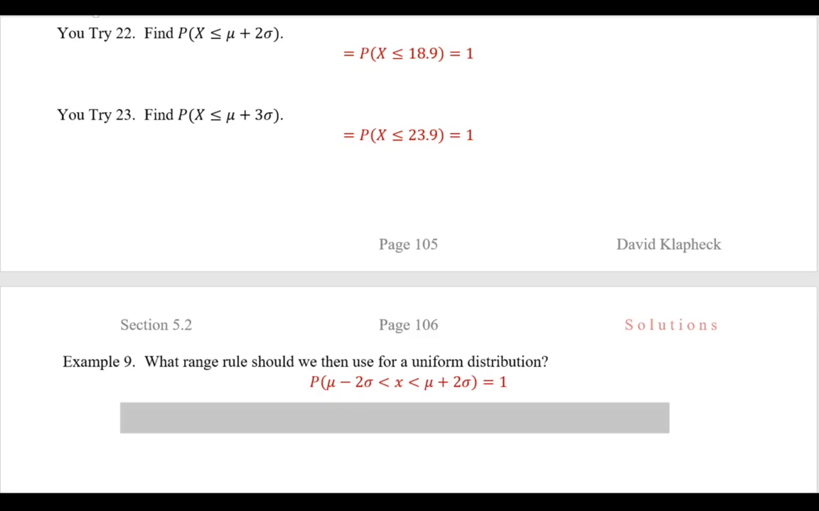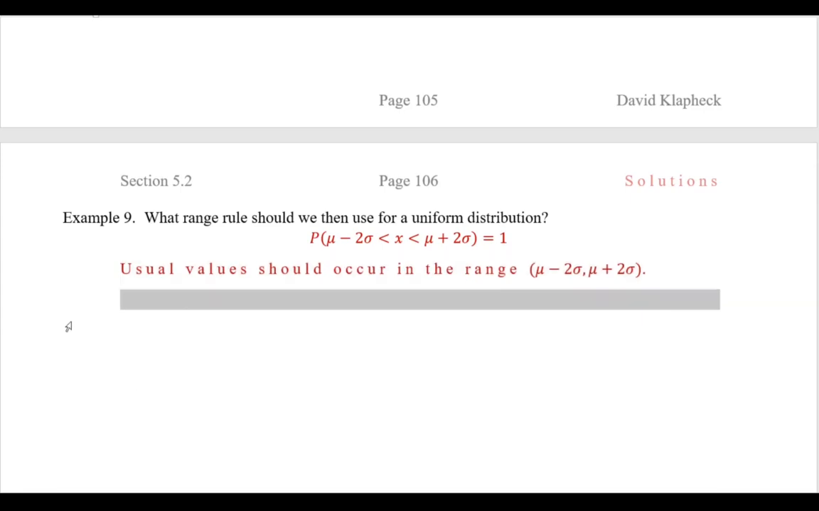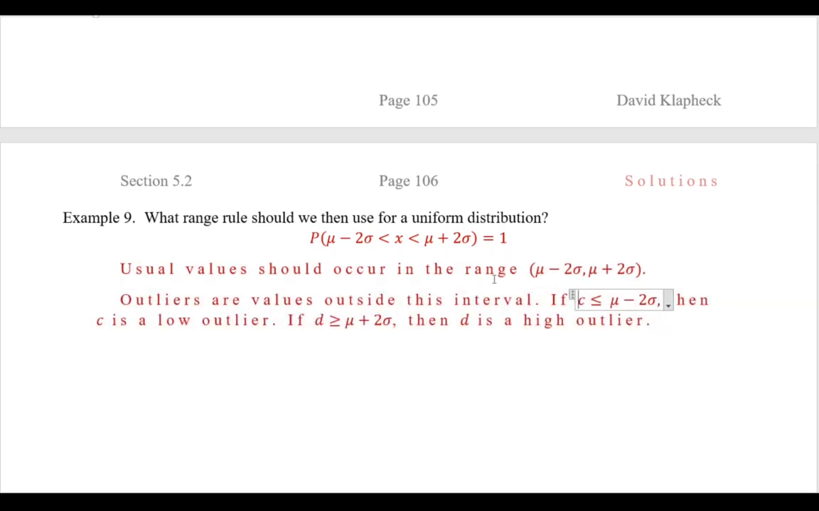Therefore, usual values should occur within this range. Outliers would be beyond them. So if c would be less than this value, then it would be a very low outlier. And if d is greater than this, then d is a high outlier. And most likely that would mean that this would be an error in measurement.